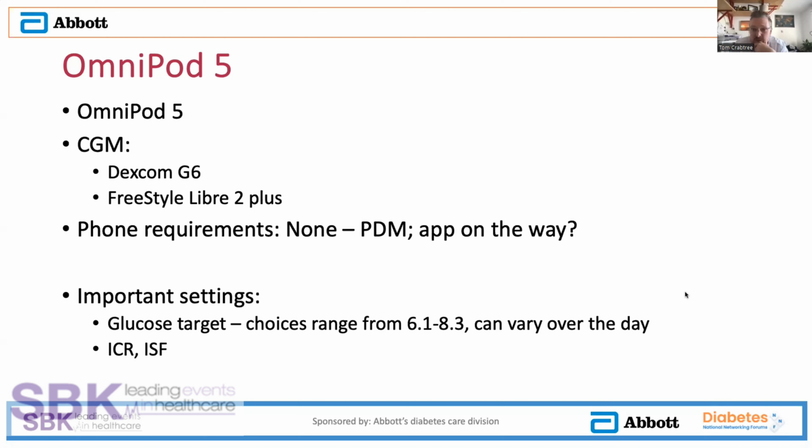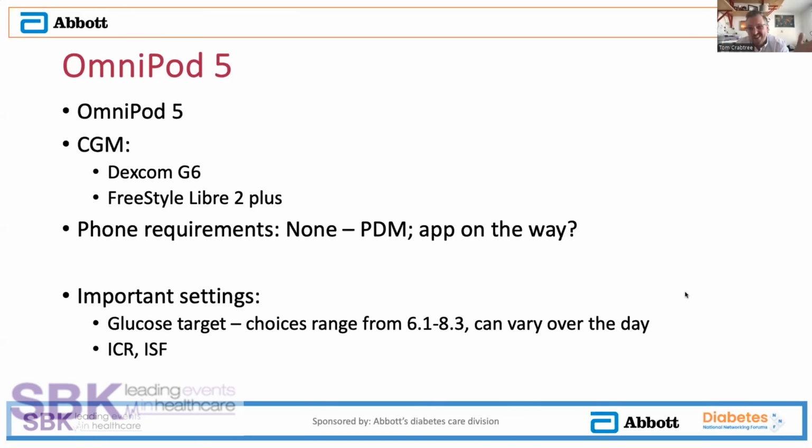Currently, there are no phone requirements. People do have to carry around a separate personal diabetes manager, which is essentially a defunctioned smartphone. We know that there is an app available in the United States. We hope it will be available for UK users at some point, but we don't have a feel for when that will be. And the glucose targets have a range, although they're slightly at the higher end compared to some of the other systems, between 6.1 and 8.3. So you have got a little bit of choice of target, especially if you want to run people slightly towards the higher side. And as always, for calculating boluses, carbohydrate ratio and sensitivity factor remain incredibly important for the Omnipod 5.